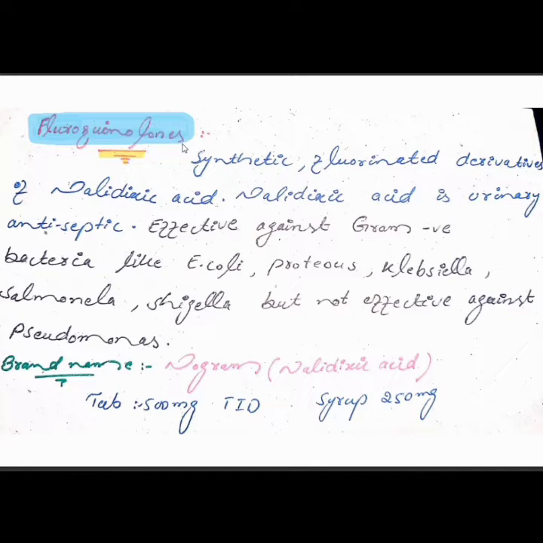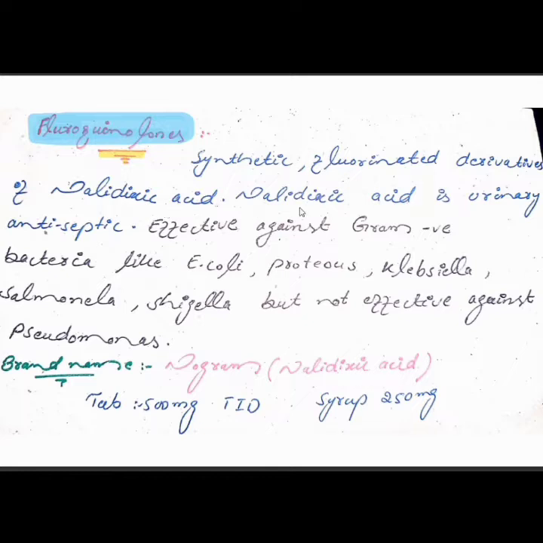Today we will talk about the fluoroquinolones, which is one of the important classes of antibiotics. Fluoroquinolones are known as bactericidal agents because they kill the bacteria. They are synthetically prepared and are derivatives of the nalidixic acid compound. When we fluorinate the nalidixic acid compound, we get various fluoroquinolones.